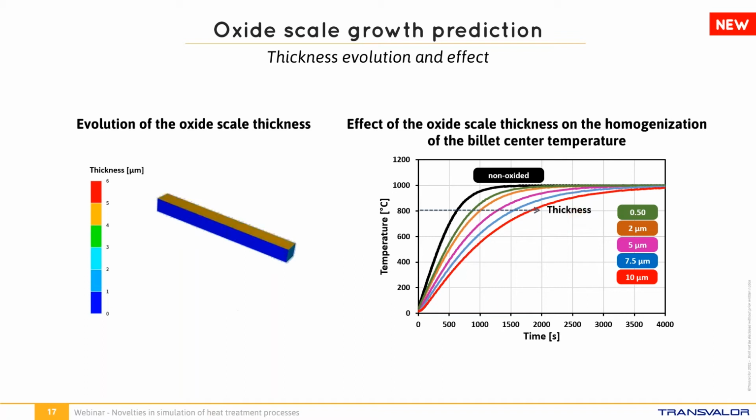The oxide scale reduces the emissivity of the material, therefore the heat flow decreases. Then if in your application the billet has an oxide scale on its surface, it is important to consider it to model the heating accurately.